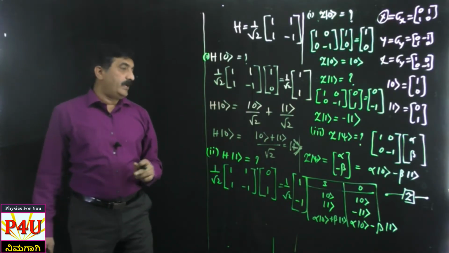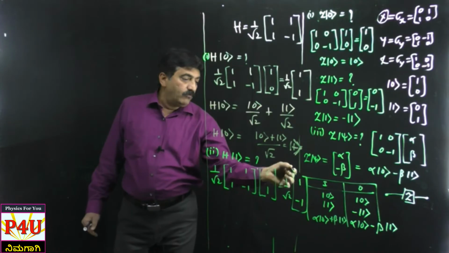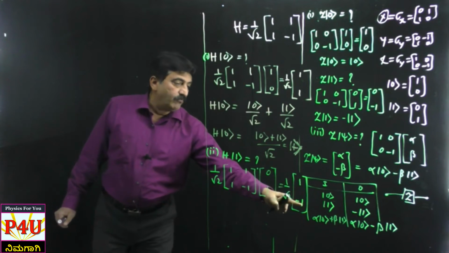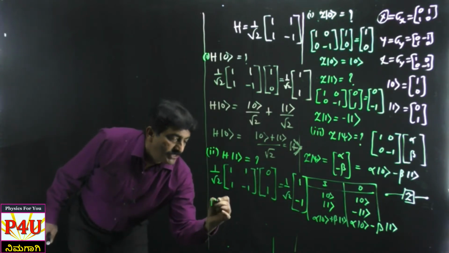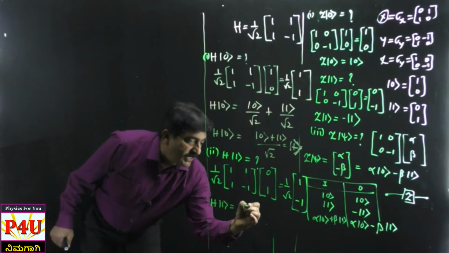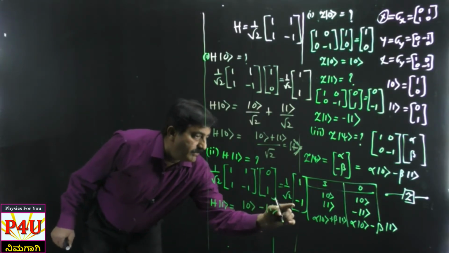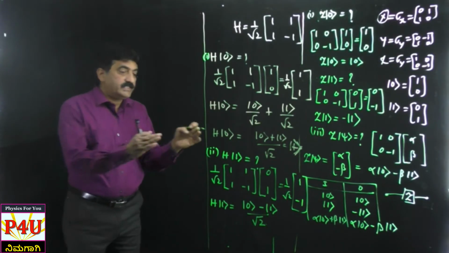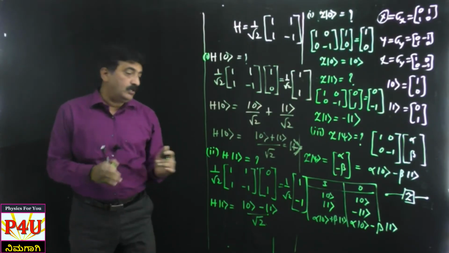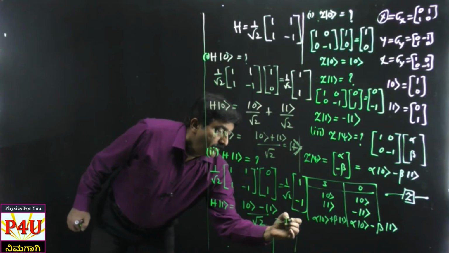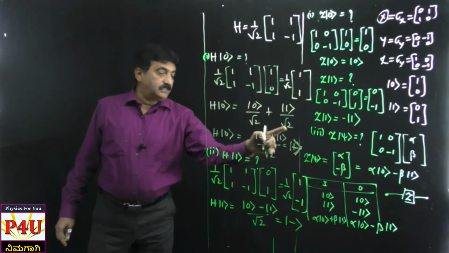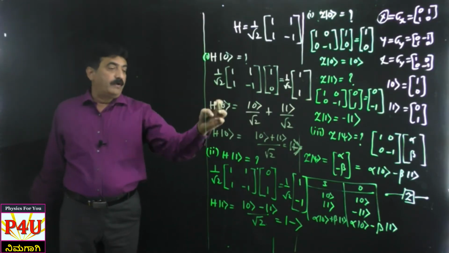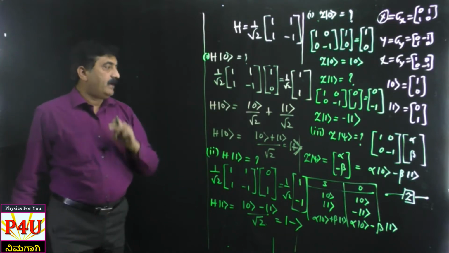Please follow carefully, dear students. Earlier I got 1 1, now I am getting 1 minus 1. That means the ket 0 state is positive, the ket 1 state is negative. So when H operates on 1, it is going to generate ket 0 minus ket 1 whole thing divided by root 2. This is the Hadamard gate operation. This will generate what is called the minus state. Like this generates the plus state, this generates the minus state.